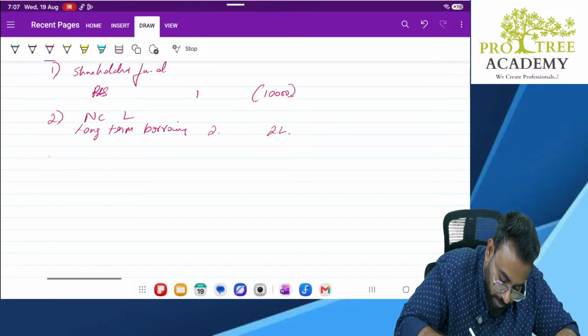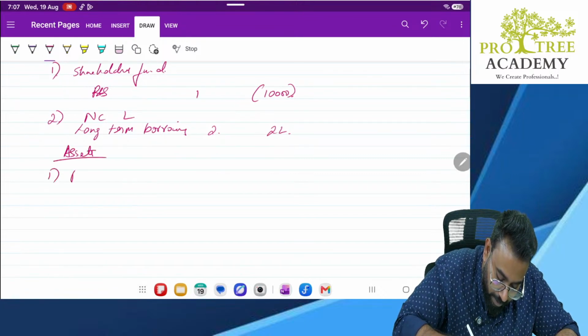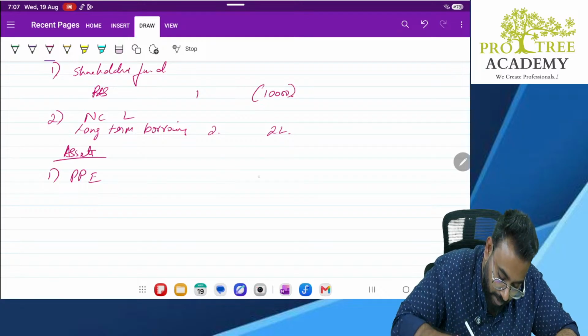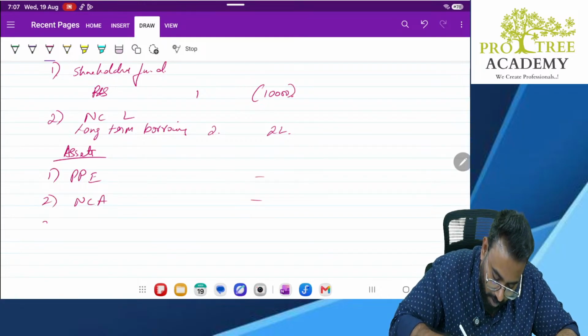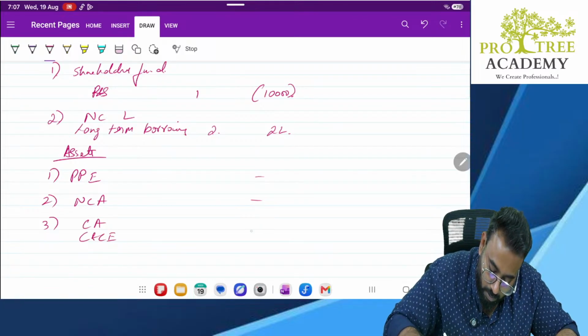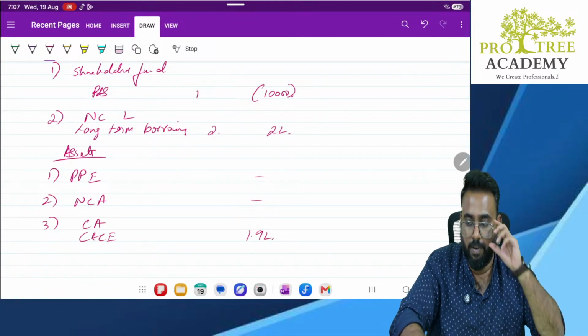Next, assets. First one, PPE, nothing. Correct? Next, non-current assets, nothing. Now current assets, cash and cash equivalents. How much? 1.9 lakhs. Clear?